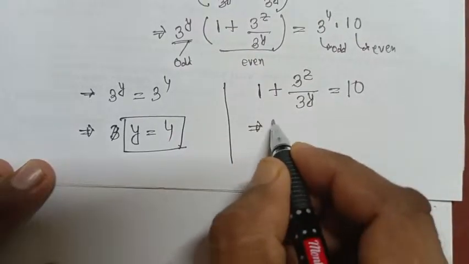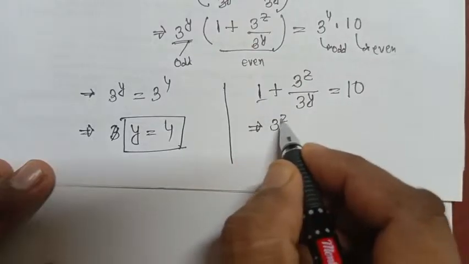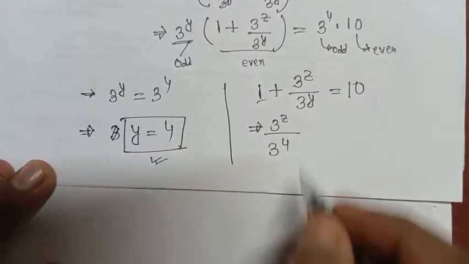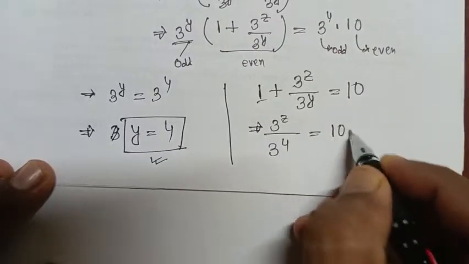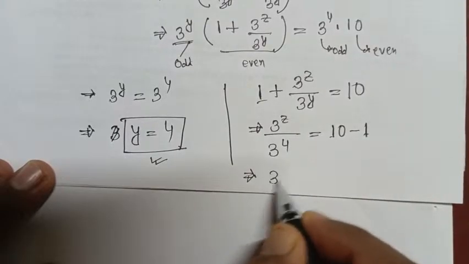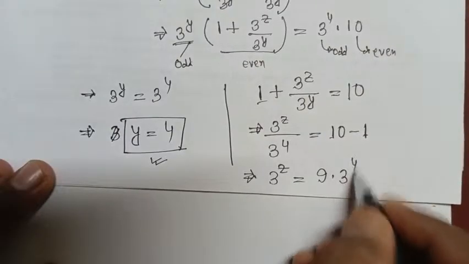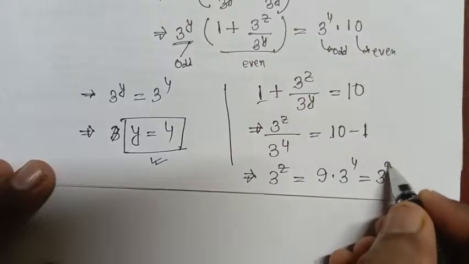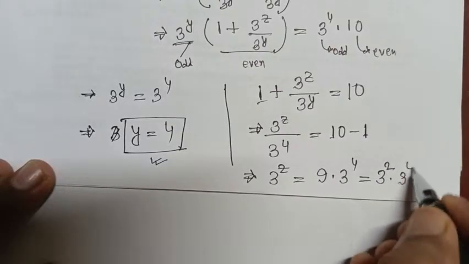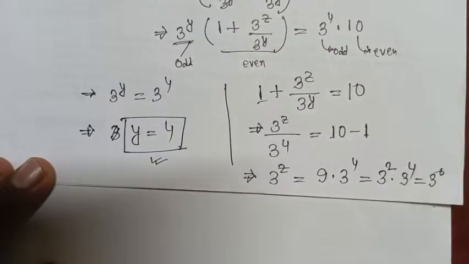Again we minus this 1 to the right hand side, we get e to the power z by e to the power 4, as we have y equal to 4, then it will be 10 minus 1. Again we can get e to the power z is equal to 9 into e to the power 4. 9 can be expressed as e to the power 2 into e to the power 4. That can be written as e to the power 6.